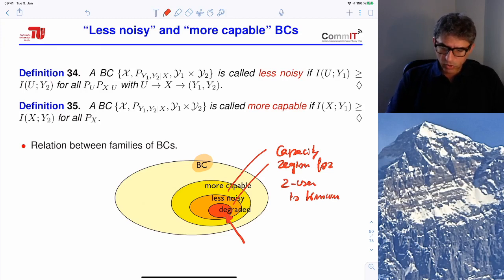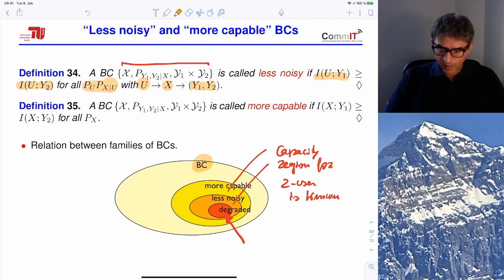So the two-user less noisy channel is defined as a channel with one input and two outputs and a transition probability distribution, and it's called less noisy if the following property holds. For every PU, PX given U, forming a Markov chain U, X, Y1, Y2, so essentially for the setup of superposition coding, the mutual information between U and Y1 is greater or equal than the mutual information between U and Y2.